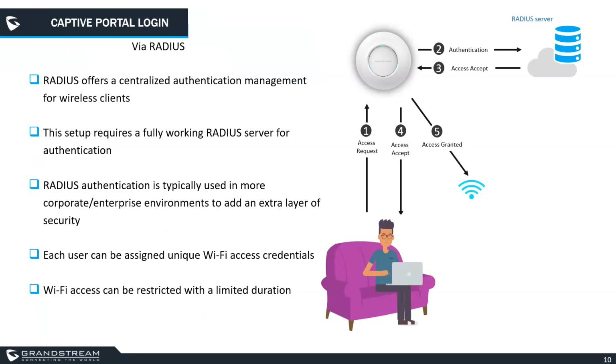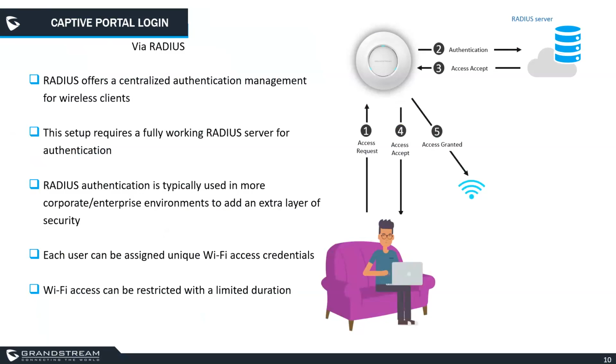Radius is a centralized authentication management system, and is usually used in different environments. It is also used for 802.1x. You can use it for either Ethernet or wireless. When you use it with wireless, you need to set up a fully working Radius server for authentication.